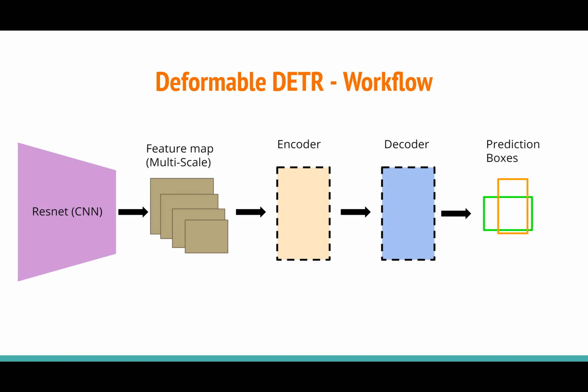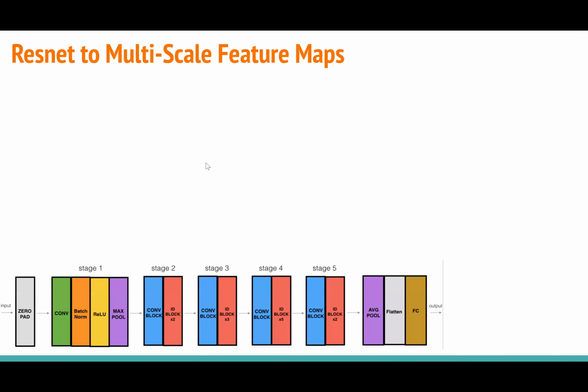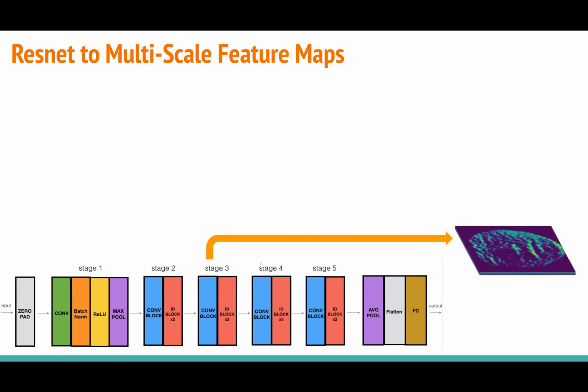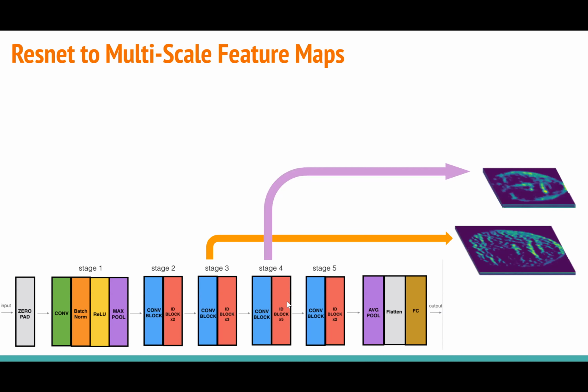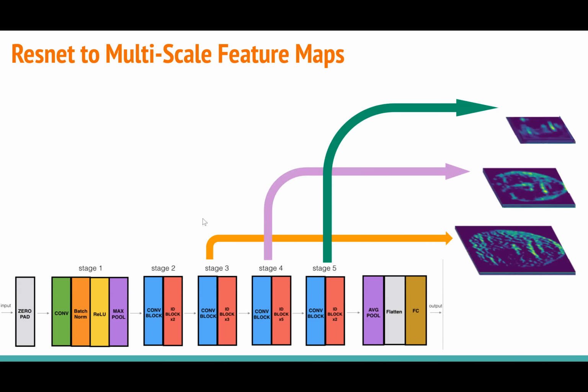So the first question is, how do we get from a ResNet to a multi-scale feature map? The explanation is quite simple. When we have an image as input, we have multiple stages of convolution, and then we have our fully connected layer. So we pass through 1, we pass through 2, we pass through 3, and after 3, we apply a convolution operation to get our first feature map, which is the largest one. We pass into the 4th stage, do it again, and then on the 5th stage, we do it once and then another time.